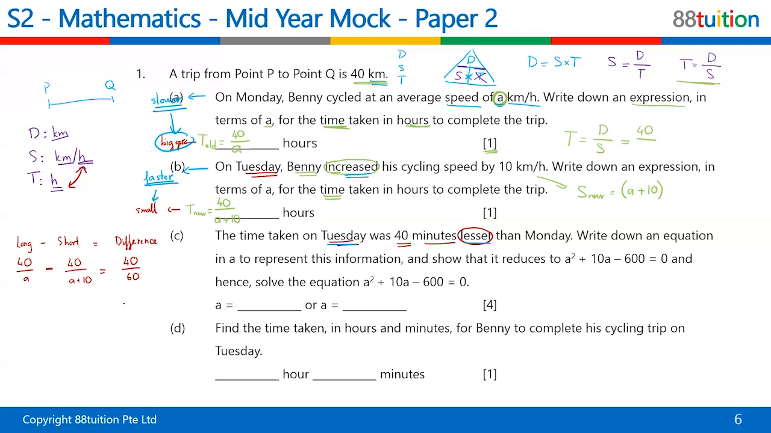So what are we going to do next? Of course, the 40 over 60, we can simplify into 2 over 3, right? Now, for fractions, every time we have plus or minus a fraction, we need to use a common denominator, all right?